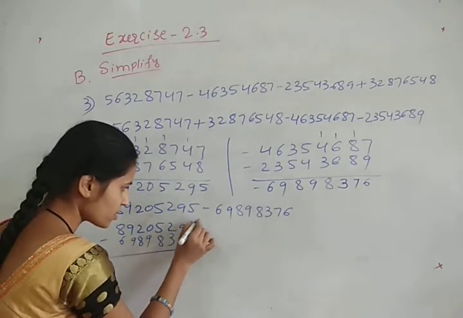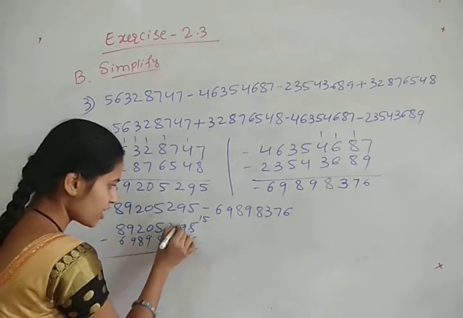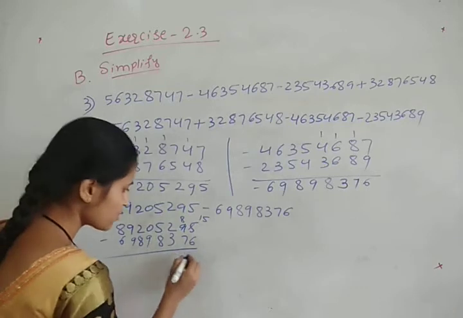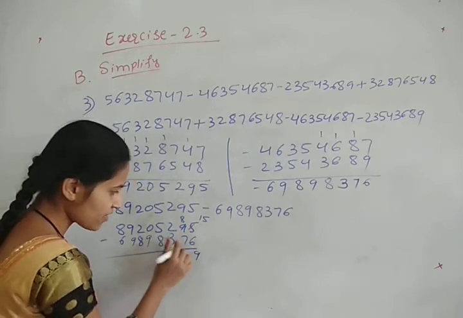For that, I will take 1 borrow. Now, this 5 becomes 15. And this 9 becomes 8. Okay, 15 minus 6 becomes how much? 15 minus 6 becomes 9, and 8 minus 7 is 1.